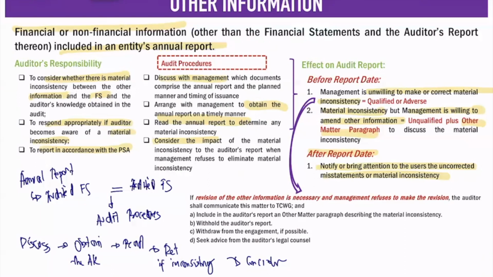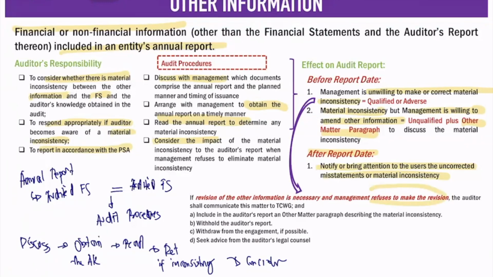Okay, so always remember that if ever there is material inconsistency, but there is willingness on the part of the entity to amend, there is now your other matter paragraph. But if ever they don't want to correct that material inconsistency, in short, there is now a material misstatement. You just determine regarding the material misstatement whether it is pervasive or not pervasive. If not too pervasive, then qualified. If pervasive, then adverse. Now, if ever the management refuses to make the revision, what are your audit steps?